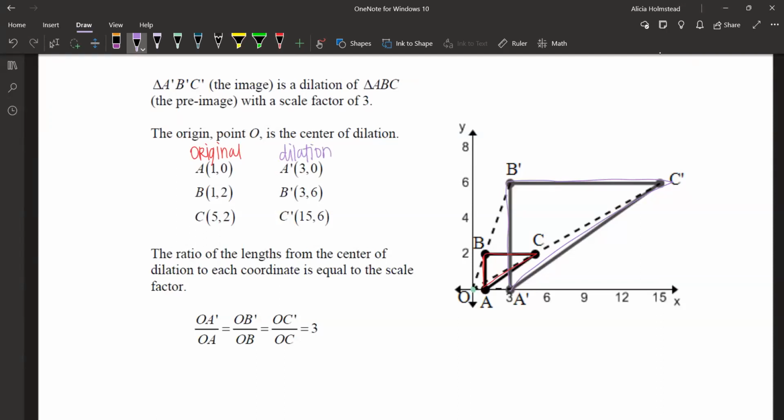Okay, and then it says the ratio of the lengths from the center of dilation to each coordinate is equal to the scale factor. So if we were to find the length from the origin to A prime and compared that to the length from the origin to A, the ratio there is going to be a 3, which means that this comes out to be our scale factor.